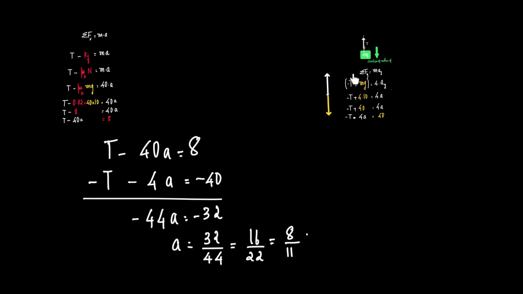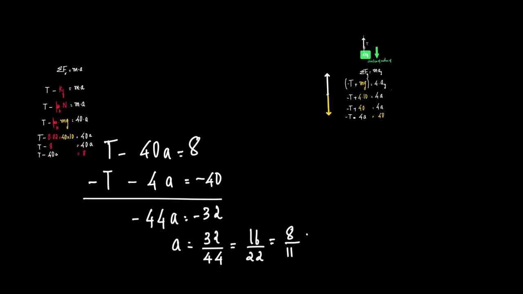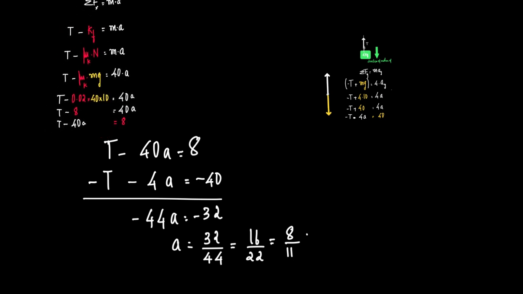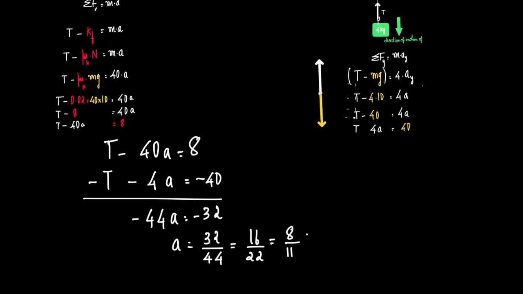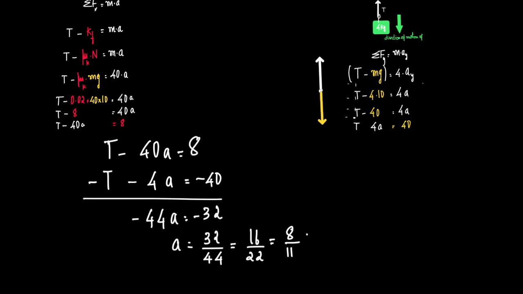So using the two free body diagrams and the respective equations, what do we have? We have T minus 40a is equal to 8, and we have minus T minus 4a is equal to minus 40. If I add these two equations, T minus T is 0, minus 40a minus 4a is minus 44a, 8 minus 40 is minus 32. a is equal to minus by minus is positive, 32 by 44, which by 2 gives 16 by 22, further gives 8 by 11.